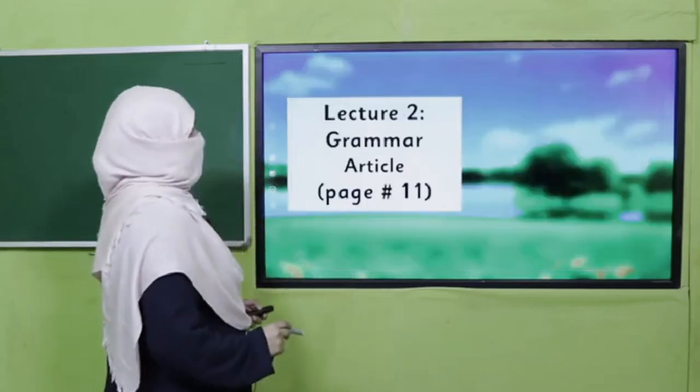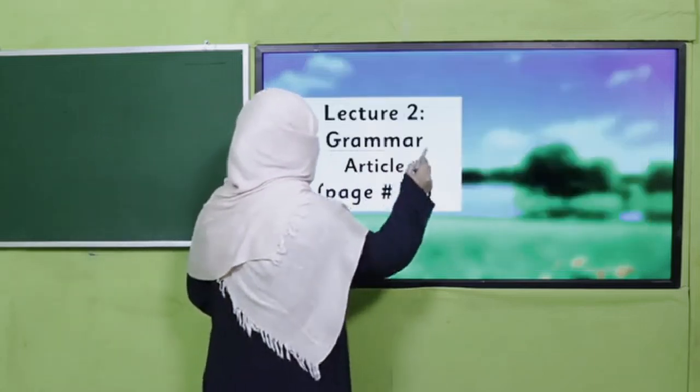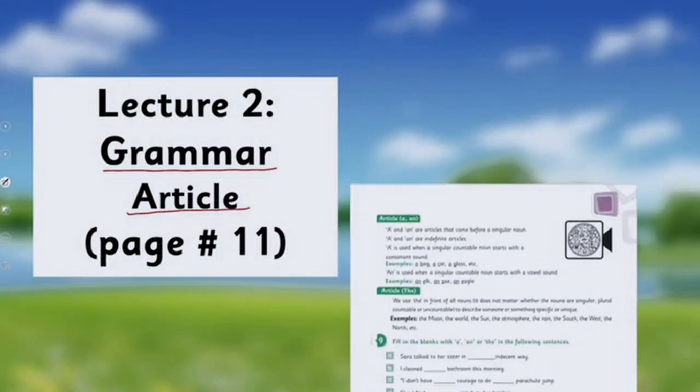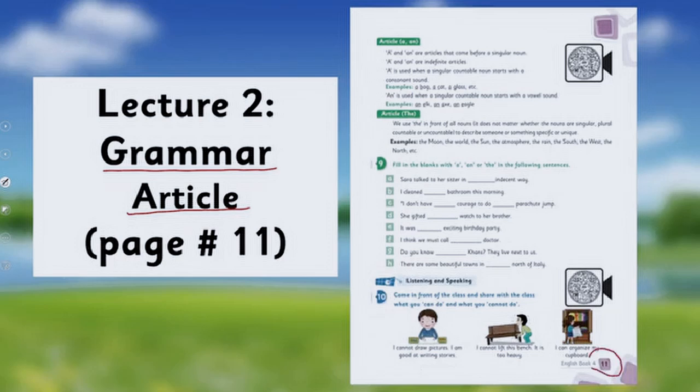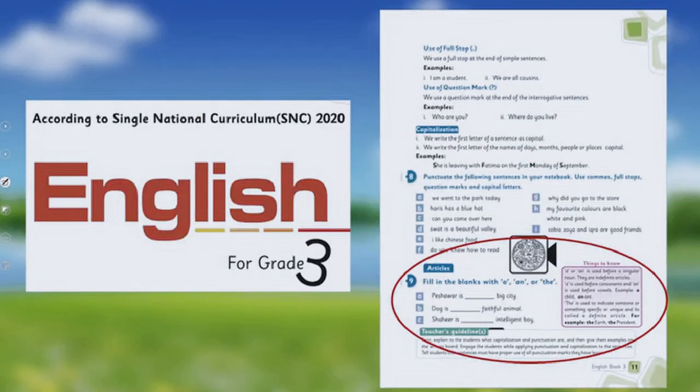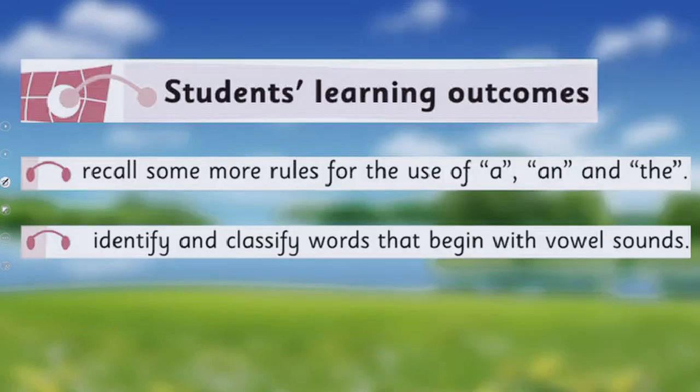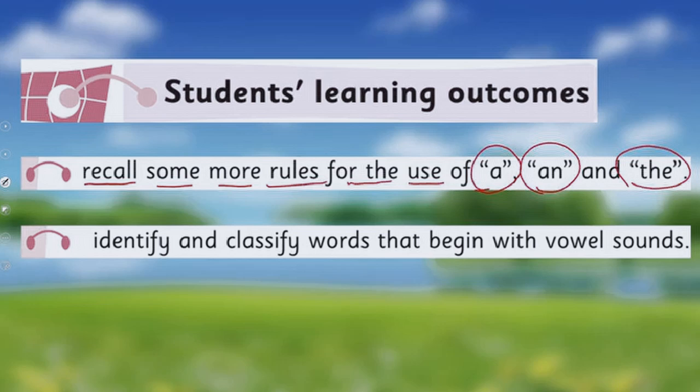Yes, my dear students, today's lecture 2 under the title of grammar, we are going to learn about articles, and we'll cover page number 11 of your book. Before this, in English for grade 3, I have already taught you articles. I hope you remember. If not, you may watch this video again. Today we'll learn further and we'll recall some more rules for the use of a, an, and the. And we'll identify and classify words that begin with vowel sounds. These are our today's SLOs.